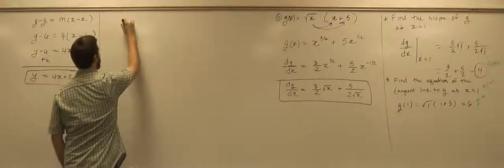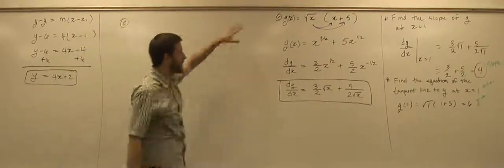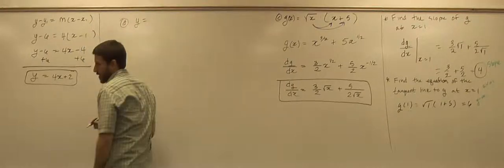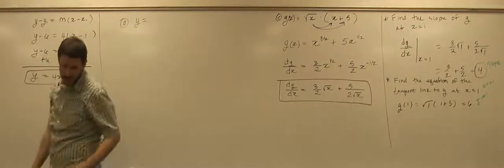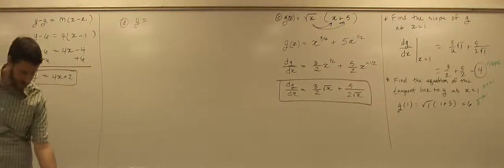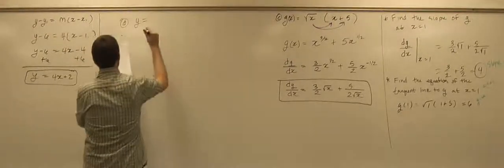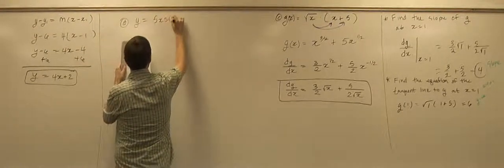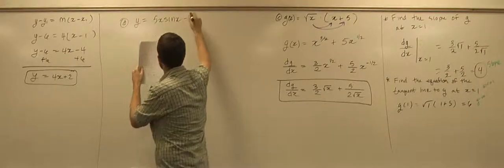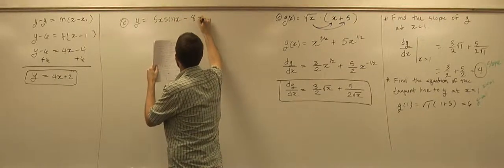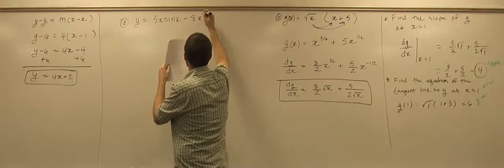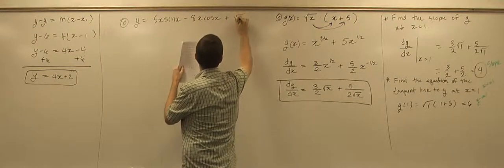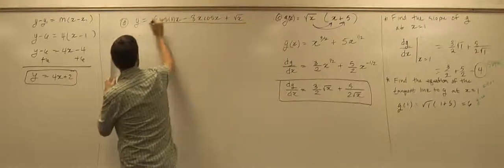Alright, one more. So again, back to finding the derivative, right? What we were originally doing. So find the derivative of the function. Pretty messy one here. 5x sine x minus 8x cos x plus root x over x.